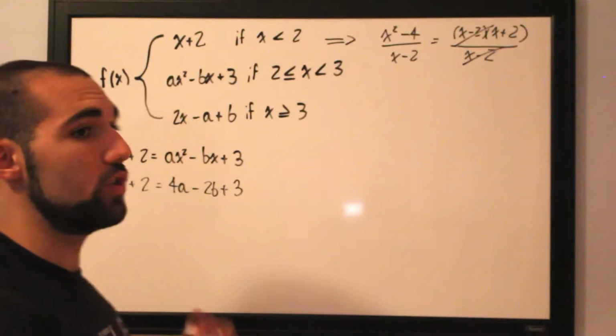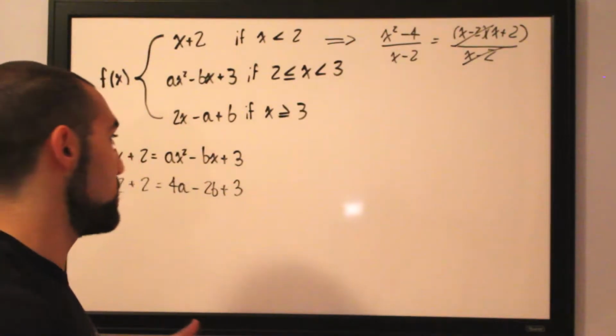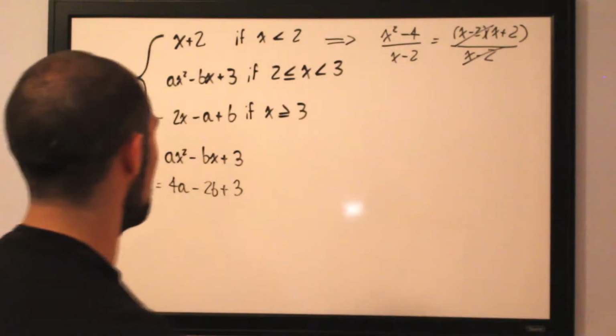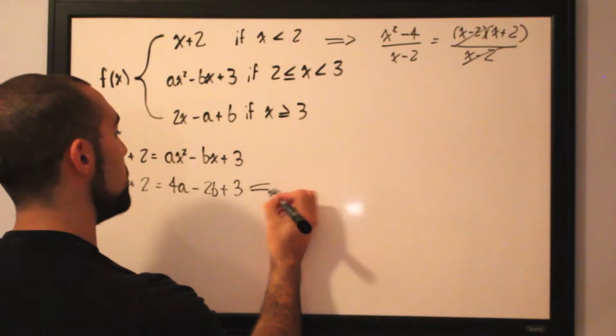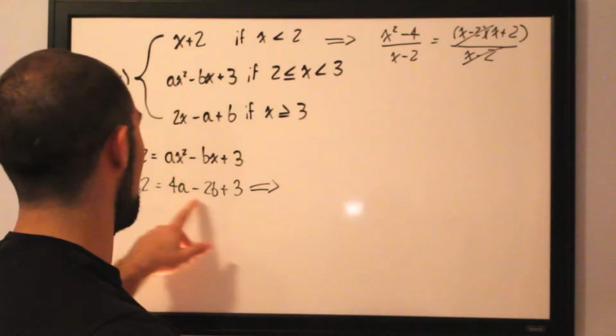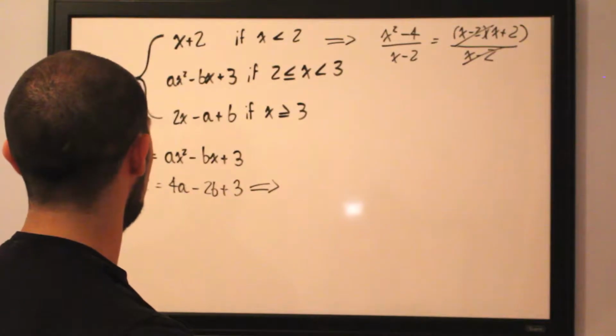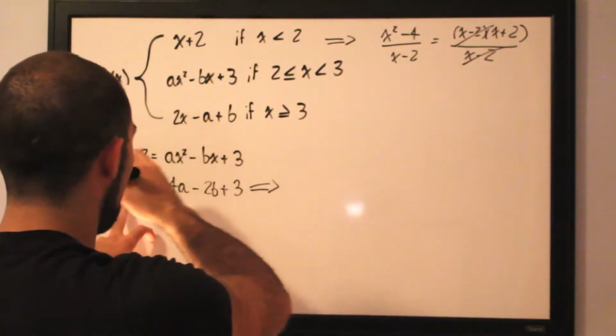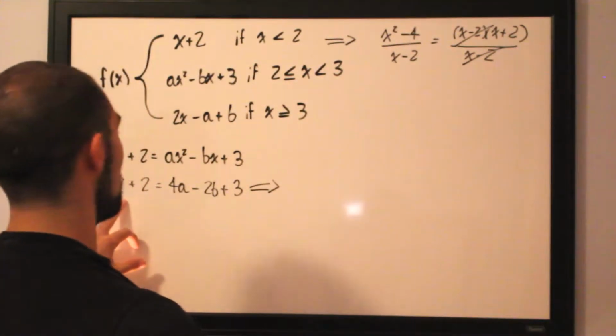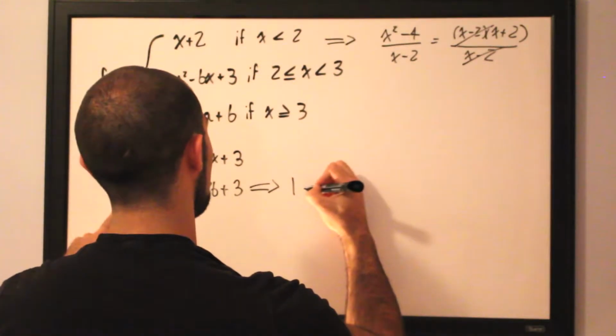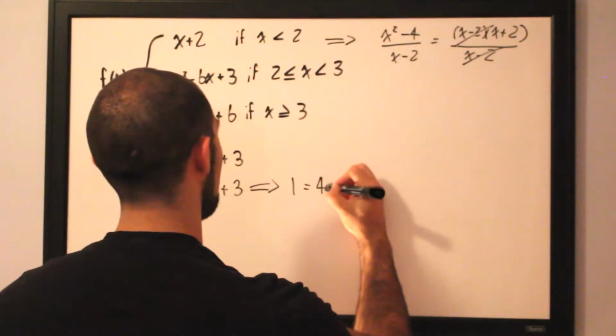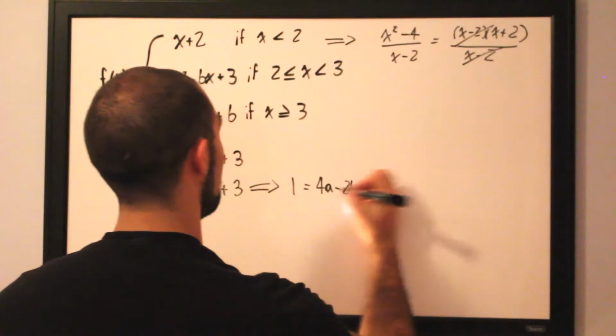So what we're going to do is try to isolate a and b on one side and bring our constants all the way to the other side. So we can simply rewrite this function as, we'll leave 4a and negative 2b on this side. We have a 4 on this side, we can drag the 3 to the other side, so all we're going to be left with is 1 is equal to 4a minus 2b.